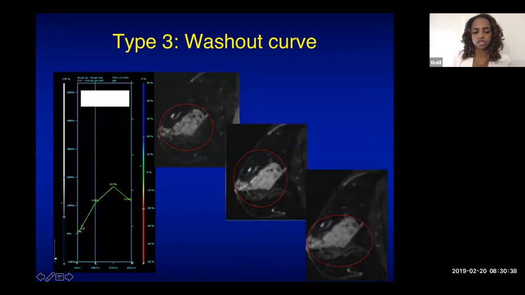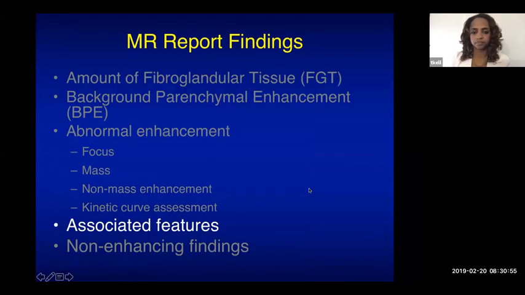For washout, there's the initial rise, but then after the 2 minutes is reached, there is a decline in degree of intensity of enhancement. So you see this finding, it enhances initially, but then after 2 minutes, the contrast completely washes out. So this is a suspicious finding.